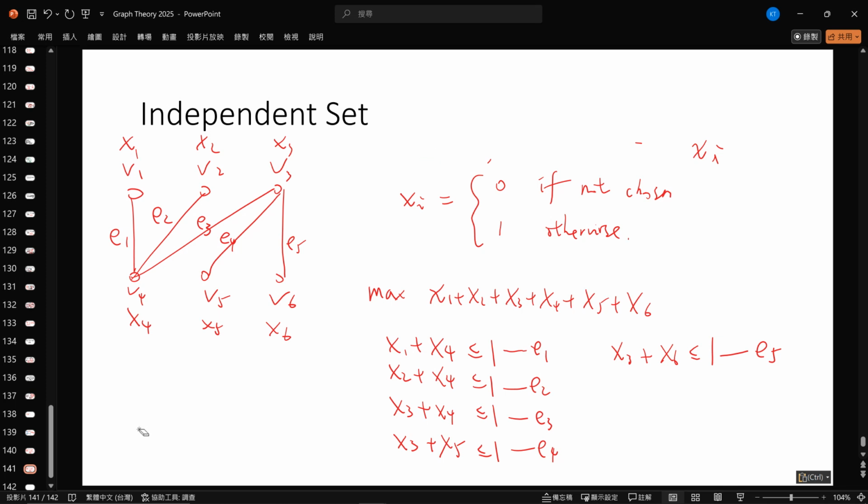All right, so next, the dual problem, okay? So once again, let's focus on the constraints and objective function, okay? So let's ignore this binary constraint.